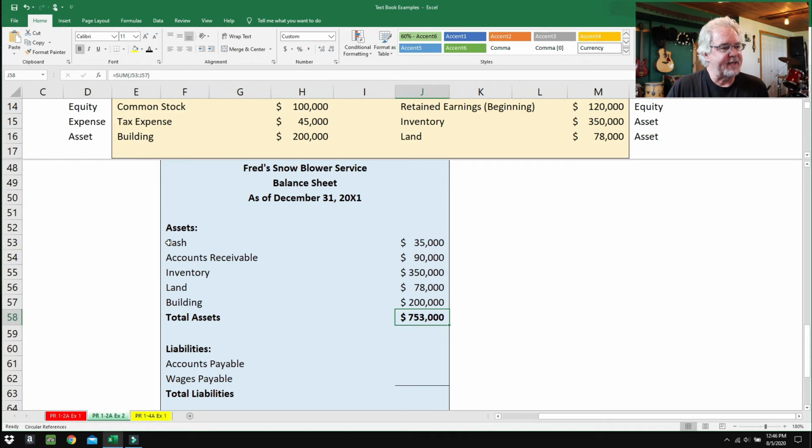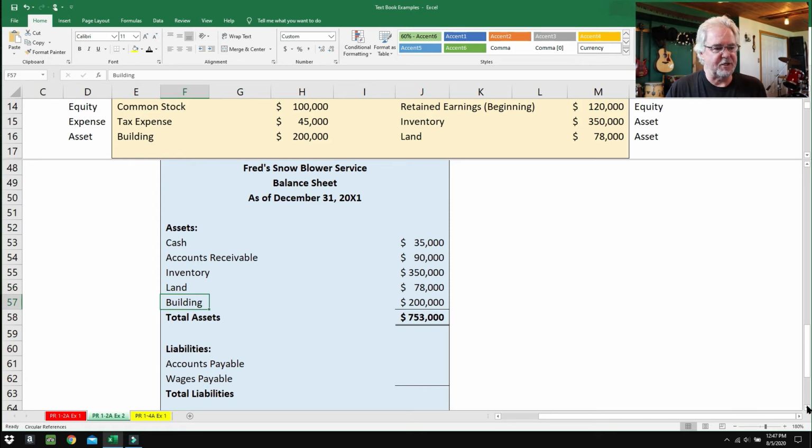So now these assets are listed in a specific order, in order of liquidity. What does liquidity mean? That means how quickly you can change something into cash. So cash is already cash, so that's listed first. Accounts receivable is pretty close to cash. As soon as the customers pay, it'll be cash. Inventory, we have to sell it first, and then our customers have to pay us, and before it ends up being cash. And then land, we probably won't ever turn that into cash, or at least not until Fred decides to sell his business. And the same thing with the building. So these are listed in a particular order here.